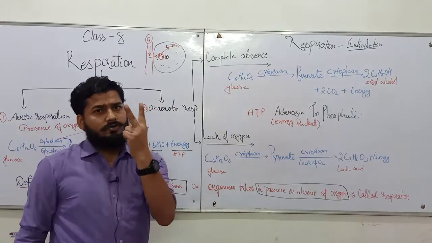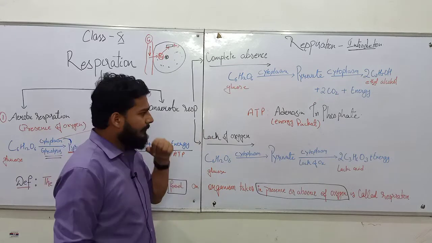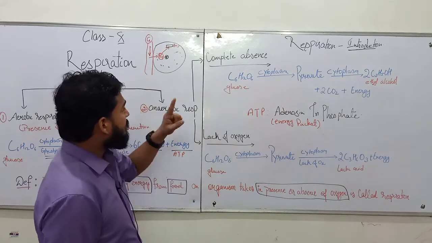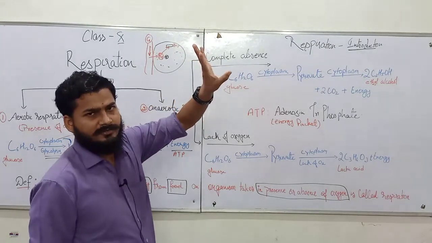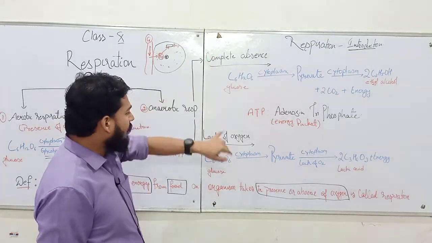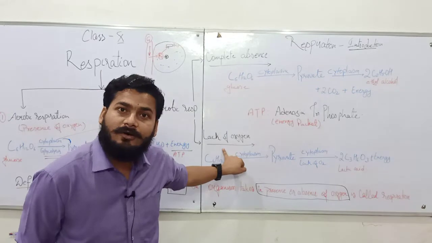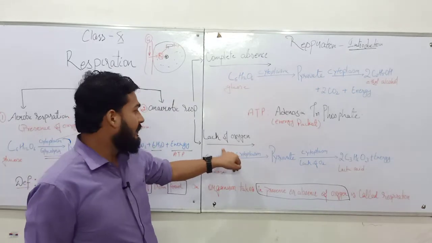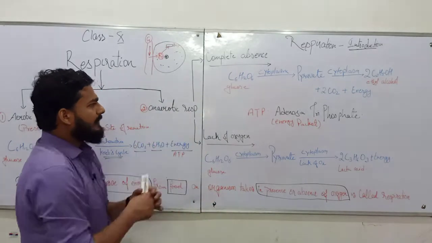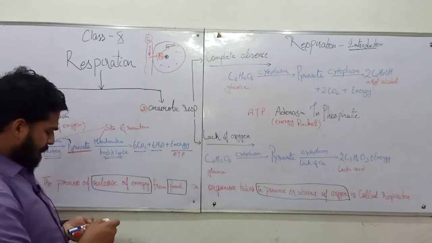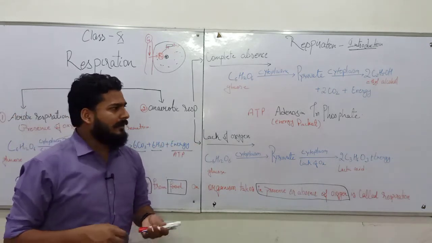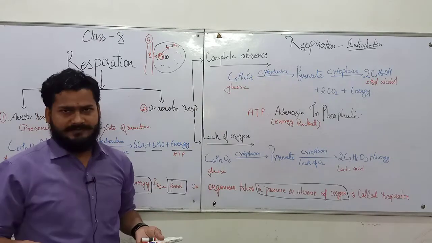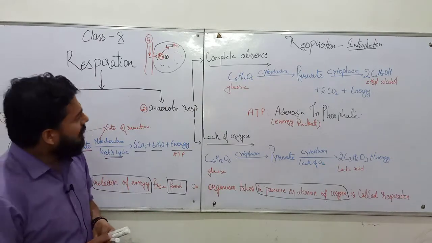But there are two subdivisions of anaerobic respiration. First, the processes which take place in complete absence of oxygen. And second, which takes place in lack of oxygen. We'll compare these two. It is a very simple process. It does not involve too many organs. The mitochondria in these organisms is absent. These are generally the lower organisms.